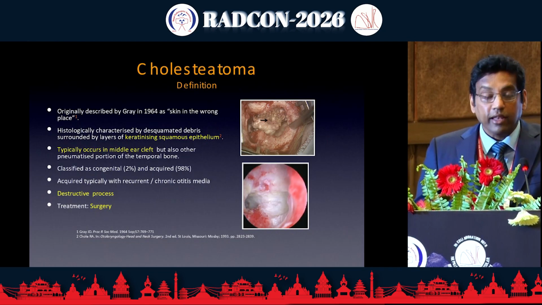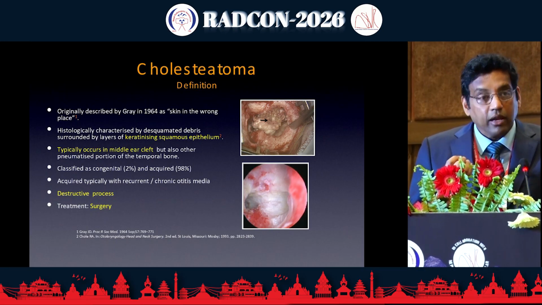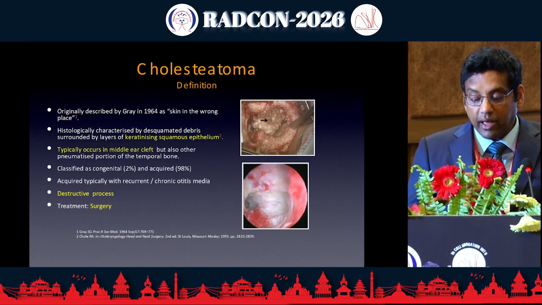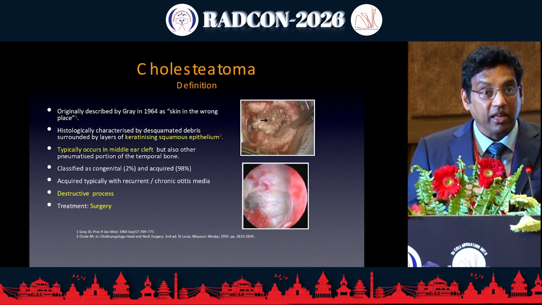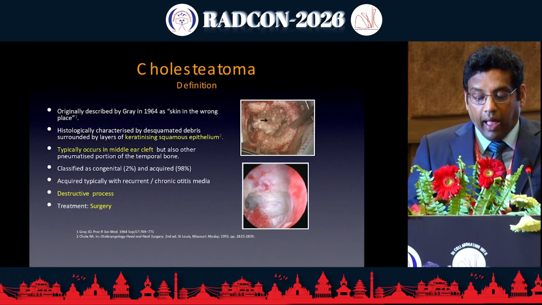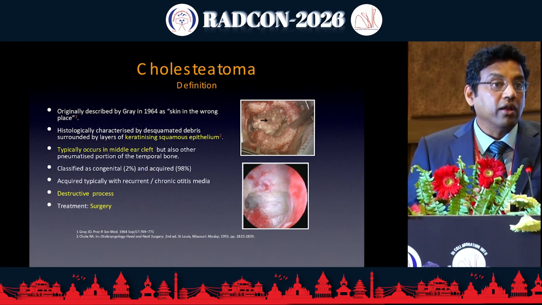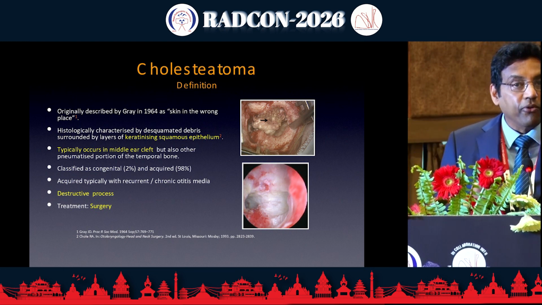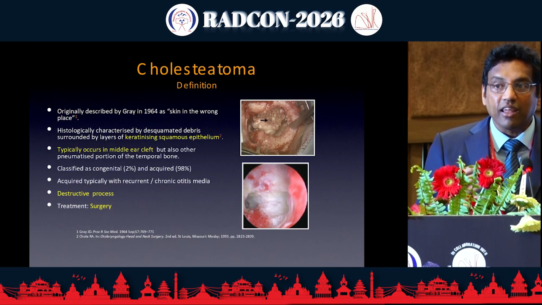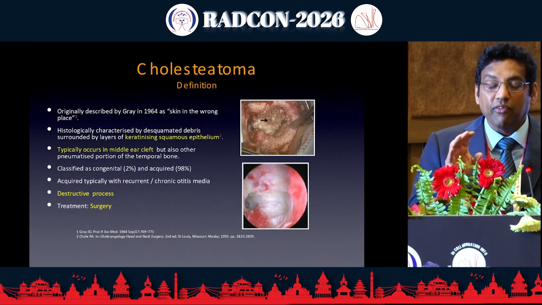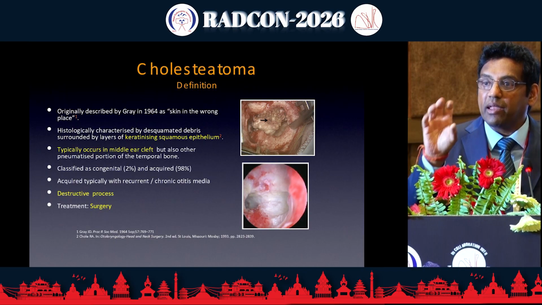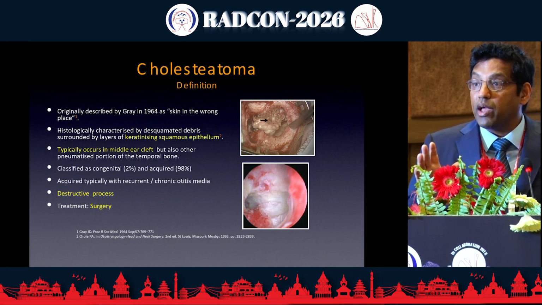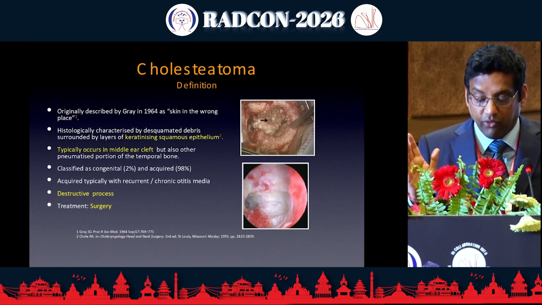Okay, so what is cholesteatoma? It's a skin growing in the wrong place, where you have keratinizing squamous epithelium in the middle ear. Normally you don't have that. Most of this is acquired from repeated middle ear infections. It's a very destructive process. It behaves like cancer, even though it's not cancer. If you leave it alone, it will just destroy and eat up everything. So the only way to treat it is to have surgery.